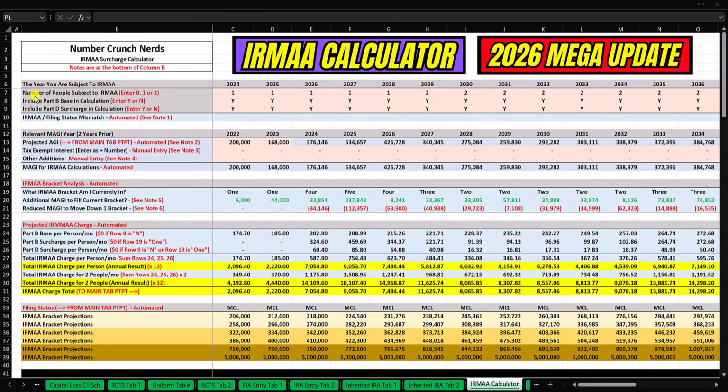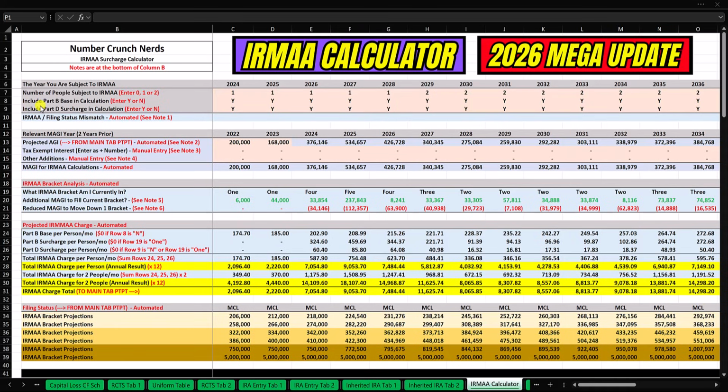Starting right here, number of people subject to IRMAA. This is now a toggle where you can enter 0, 1, or 2. So for example, a married filing joint couple both under the age of 65 would enter 0 for any particular year where that applied. Once the first spouse turns 65 and becomes eligible for Medicare, then we would enter a 1 for that. When you're both eligible for Medicare, we would enter a 2. And then further along in the calculator, when you're testing widow's penalty, we would change it back to a 1.